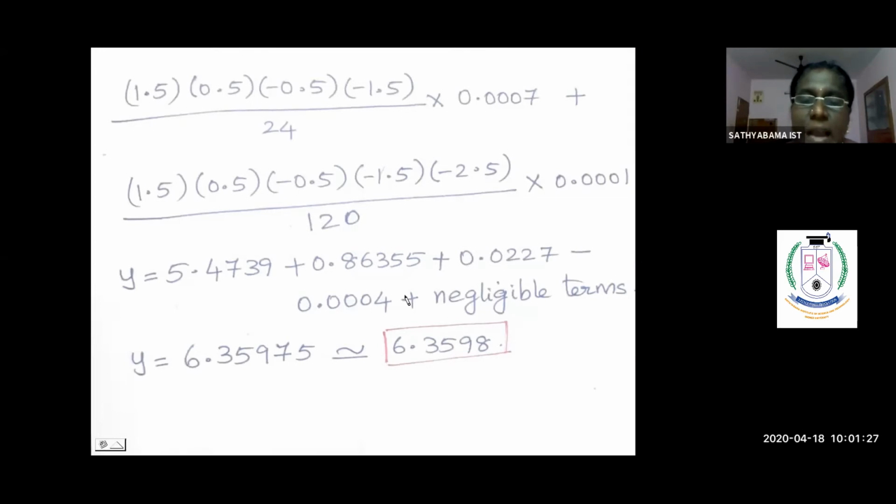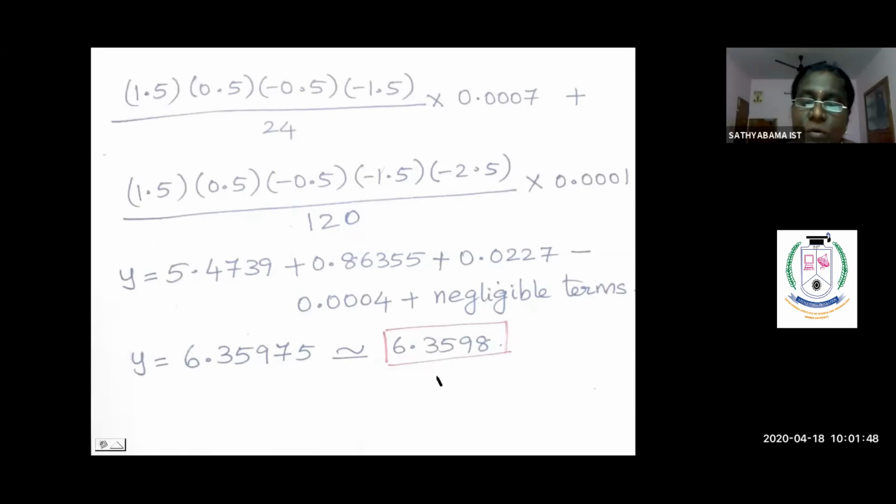You see, after the 4th term, the entries are almost equal to 0. So I have dropped the negligible terms. And hence, I am getting the value to be 6.35975. And according to the given problem, it is approximated up to 4 decimal places. So I approximated it to 6.3598.